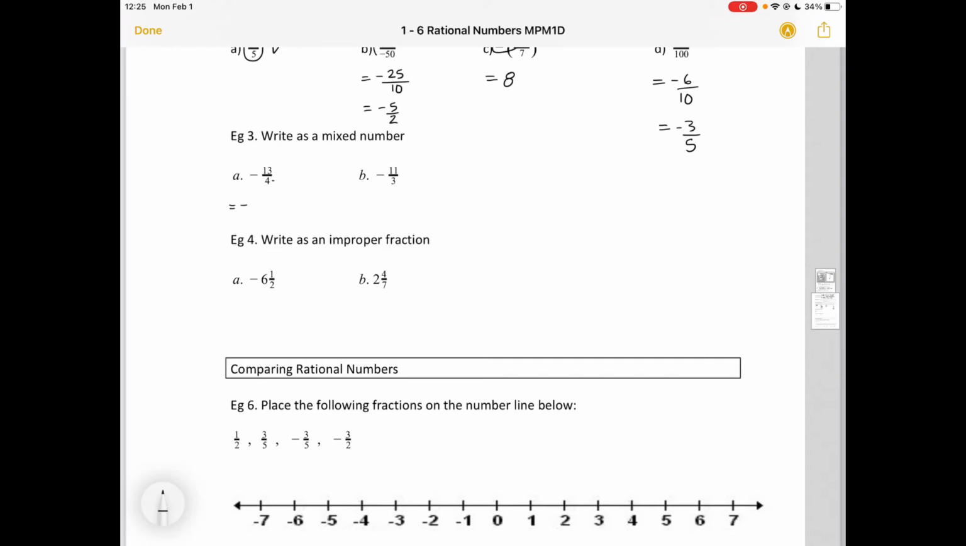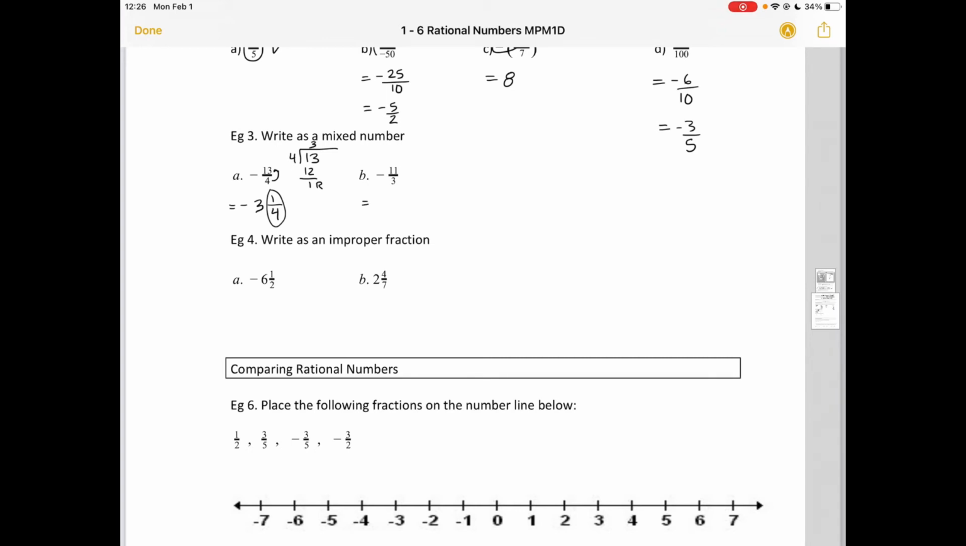To write as a mixed number, you need to figure out how many times 4 goes into 13. 4, 8, 12, 3 times. I have 1 left over, which means that I have 1/4 left. You could also do this if you remember good old long division. 4 goes into 13 3 times with a remainder of 1. That tells me what's left over in my fraction.